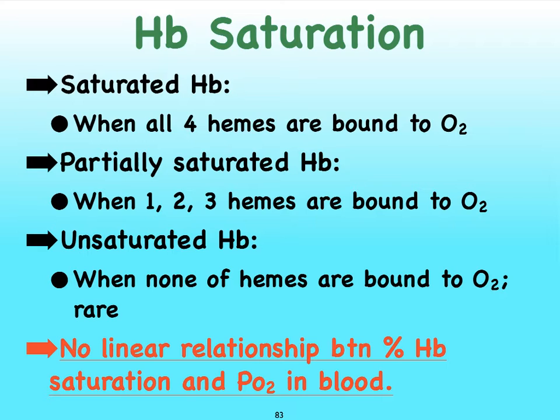So when all four hemes have an oxygen attached to them, we say that we are dealing with a saturated hemoglobin, but we can also have partially saturated hemoglobin where we just have one, two, or three hemes occupied. On rare occasions, we might see an unsaturated hemoglobin with no oxygen bound.